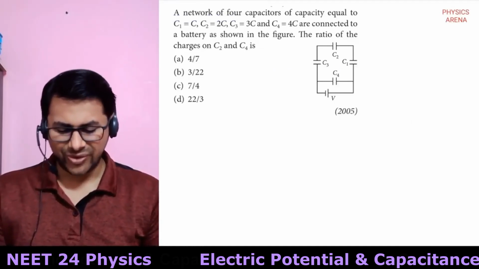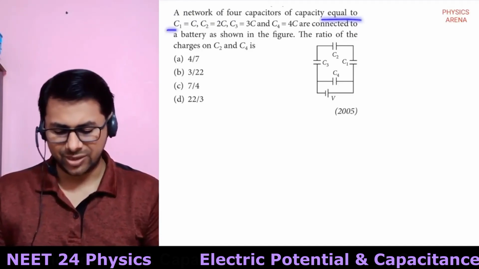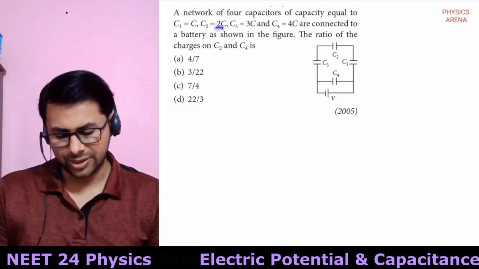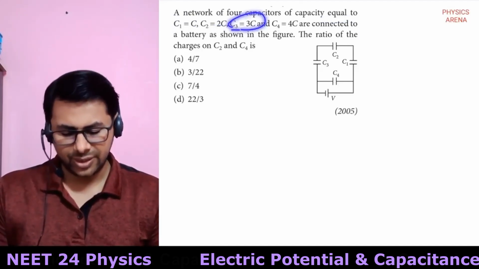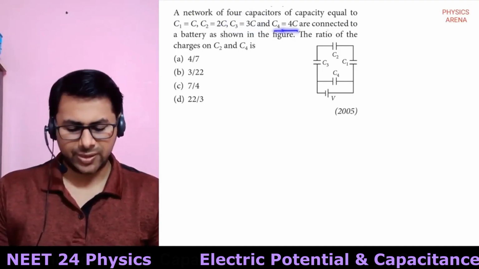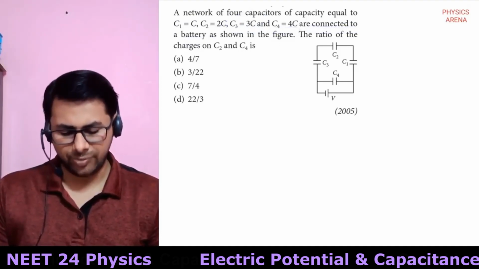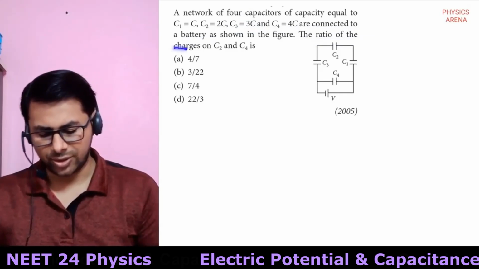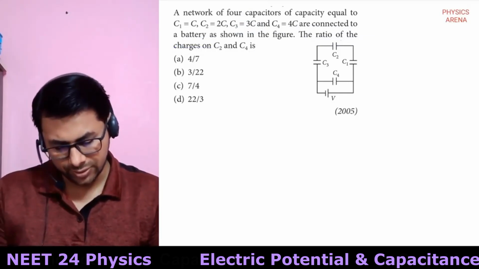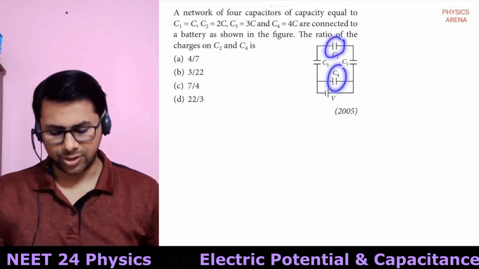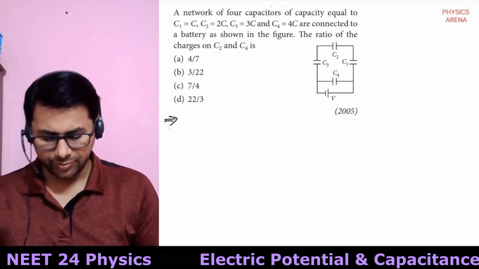A network of 4 capacitors of capacity C1 equal to C, C2 equal to 2C, C3 equal to 3C, and C4 equal to 4C are connected to a battery as shown in the figure. Ratio of charges on C2 and C4. Where is C2? C2 and C4 is. Tell me what we can do.